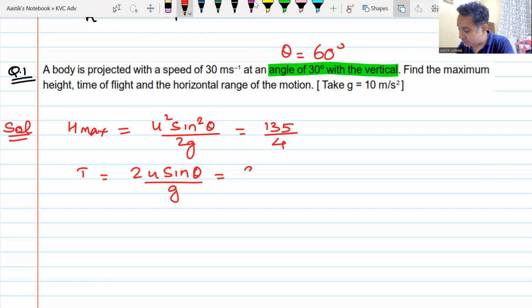If you put these values here, I will get 3 root 3. Do we understand this? Yes or no? Do we understand this, everyone? Please raise your hands and let me know.